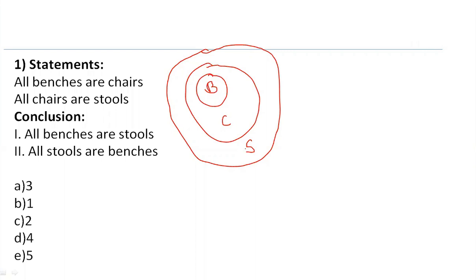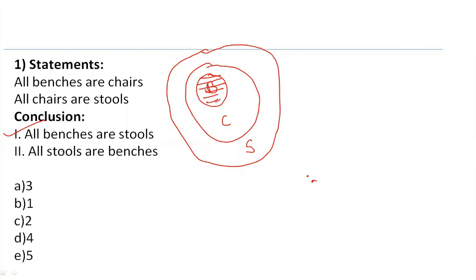Respond, please respond. This is the benches circle. Okay, the benches circle is completely inside the stool circle. Please don't say that the benches circle is inside the chair circle and the chair circle is inside the stool circle. Overall, you can find the benches circle inside the stool circle. That means all the benches are inside the stools, so all the benches are stools. That conclusion is correct.